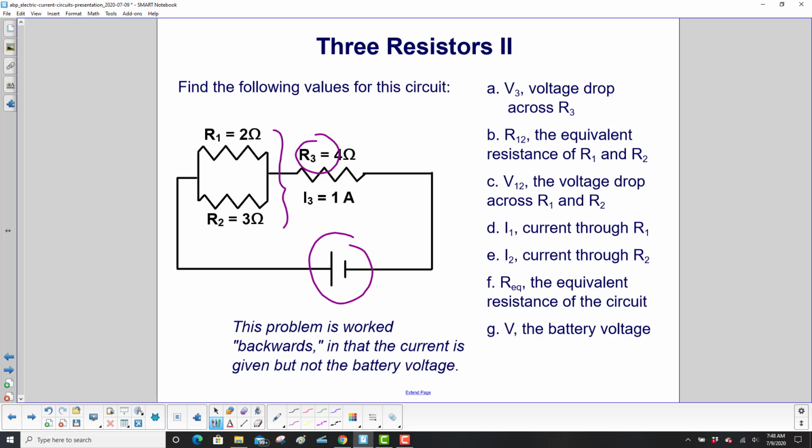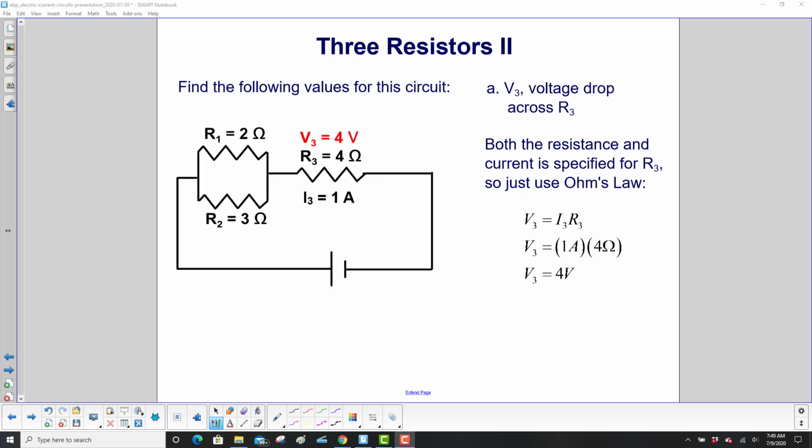So this problem is worked backwards in that the current is given but not the battery voltage. Find the voltage drop across R3. Both the resistance and current are specified for R3. That's the advantage of labeling these things, and at least this time it was labeled for us. We have current and resistance, so to find voltage it's just Ohm's law, V is equal to IR. Voltage equals 4 volts, and then annotate the diagram right there.